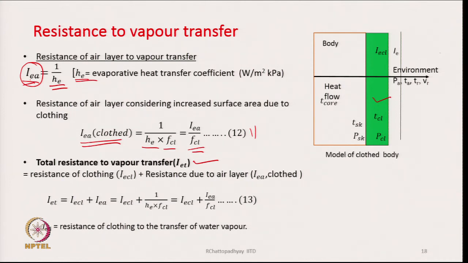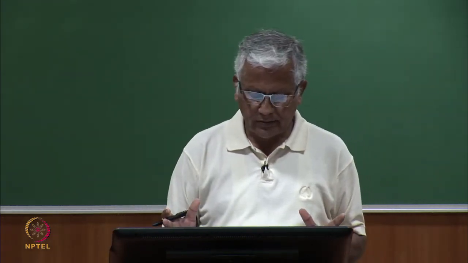So, total resistance is going to be how much? It is going to be the resistance of the clothing, the intrinsic resistance value, plus the resistance due to the air layer, IEA. Both have to be added together to find out the total resistance to vapor transfer from the body to the environment, when the body is actually covered by some clothing material.